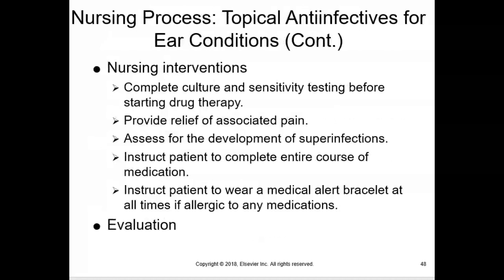I'll just point out 2 things from this nursing process box that are sticking out to me. 1, complete culture and sensitivity testing if ordered before starting drug therapy. That's important when talking about antibiotics. If a C&S is ordered, you want to get that before the patient starts taking antibiotics. Also, you want to instruct the patient to complete the entire course of medication and not stop the medication when the ear feels better, but rather complete the course of medication as prescribed.